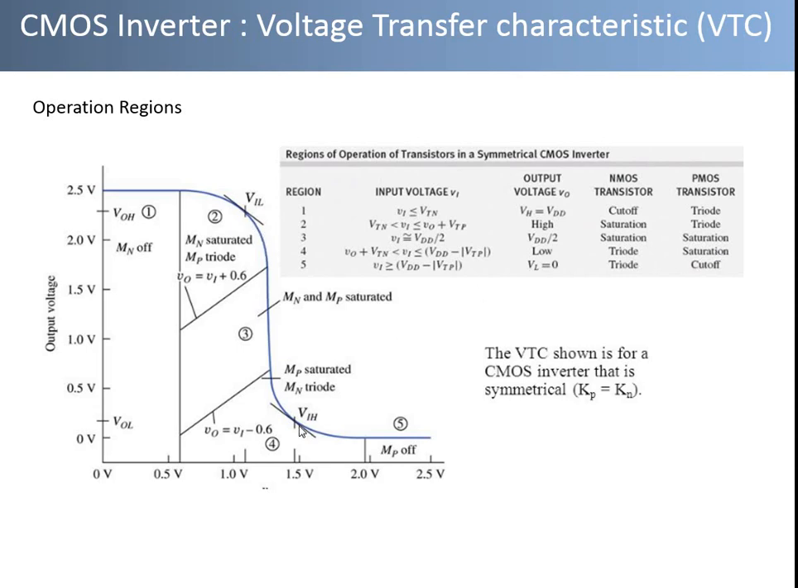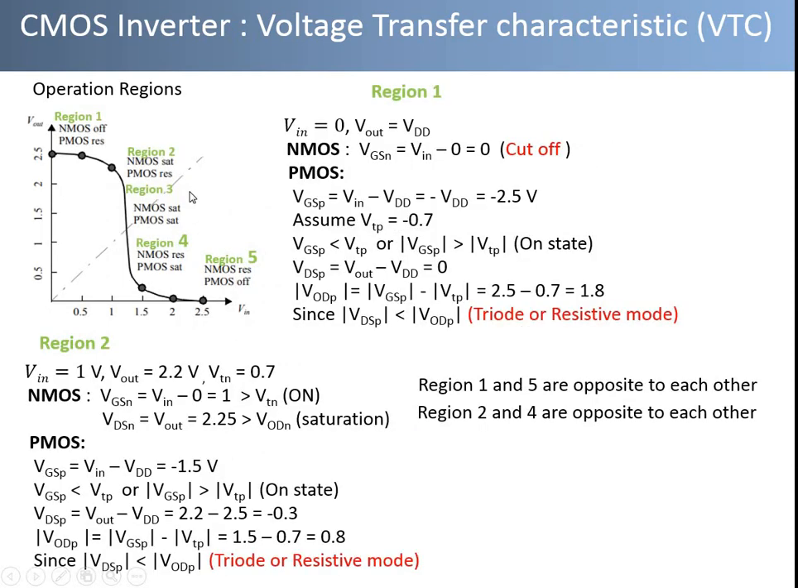So region 2 and region 4 are opposite to each other, because in region 2 NMOS is in saturation and PMOS is in triode, whereas in region 4 NMOS is in triode and PMOS is in saturation mode. Similarly, region 1 and region 5 are opposite to each other. So we can identify the state of transistors in each region by selecting some numerical values of Vin and Vout. For example, in region 1, let us select Vin equal to 0 and Vout equal to VDD.